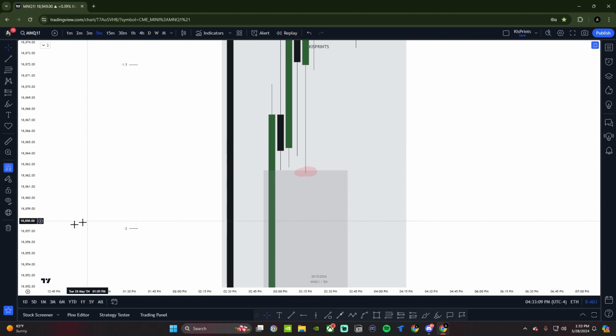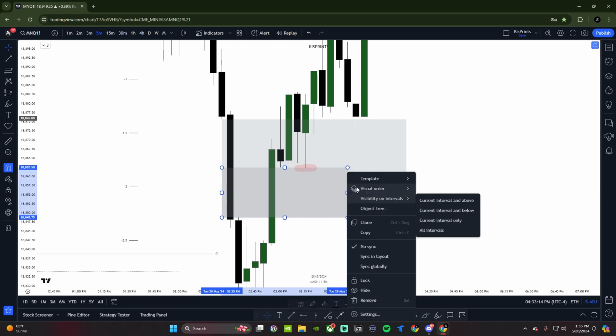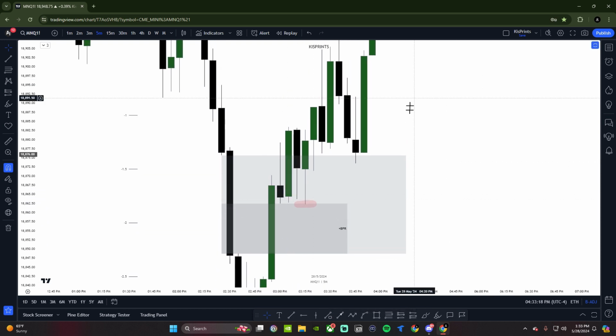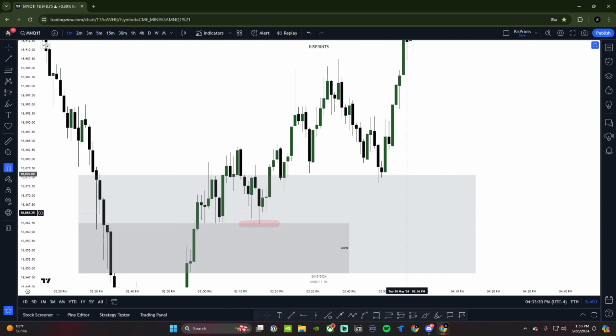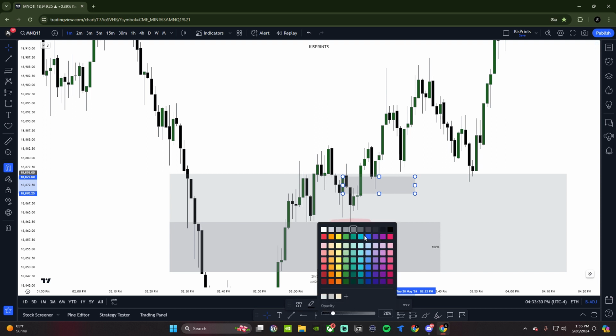So we actually tapped into the BPR here. So now this is a BPR because it's overlapping, right? Now that we have the BPR, how do we find a model of this? I mean, you could just do a 1 minute model here where price would close above, or you can do change in state of delivery too. I mean, you could use this order block alone, right?